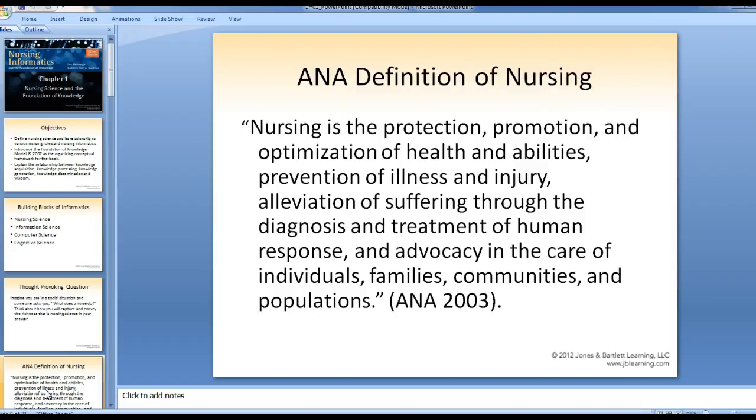So the definition of nursing is a very complex definition. It's very rich and full of different meaning, and it can mean one thing to you and one thing to another person, but in the end, all together, nurses, we protect, we promote, and we optimize. We look at the whole person, and that's what makes us these unique caregivers.